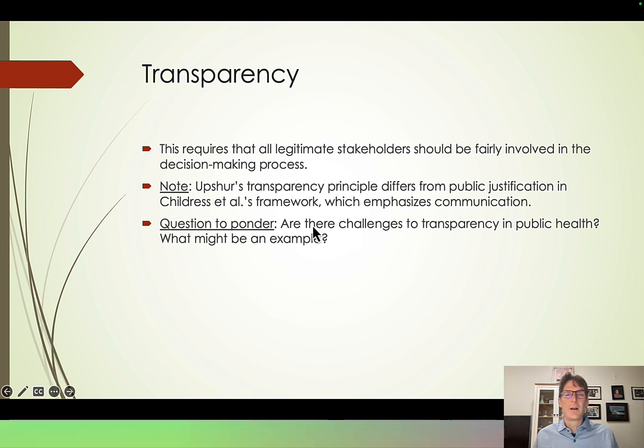And so one thing we can think about, and this is certainly something that will come up at various points in the term, are there challenges to transparency? Are there reasons why it might be difficult to engage with stakeholders? And what might be an example of that? Those are things we can discuss in class, or which will probably come up later in the term.